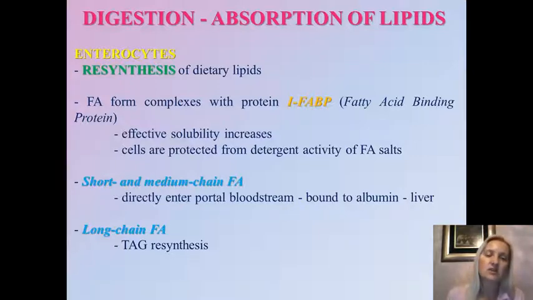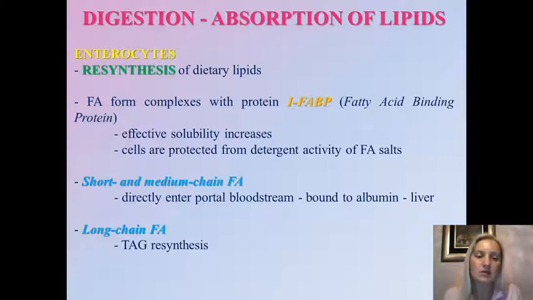First, the effective solubility of fatty acids increases, because if you remember, we mentioned that they're not soluble molecules. Despite the fact that they have a carboxylic group, due to that long hydrocarbon chain they are non-polar molecules and not soluble in water. So by binding to this protein, the effective solubility increases. That is the first thing. And the other one is that by binding to this protein, cells are protected from the detergent activity of fatty acid salts or soaps.